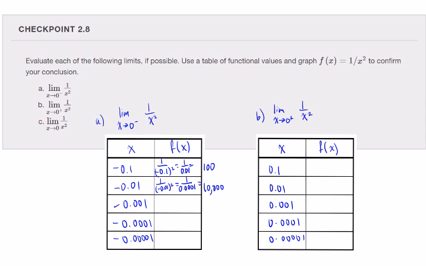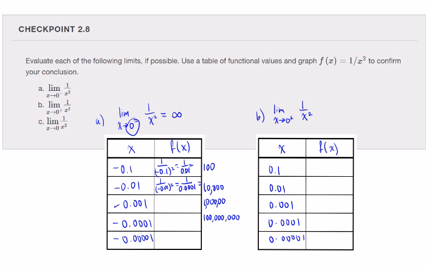So notice this time if we square it, we're adding 2 zeros every time, right? So the next one's going to be 1 millionth. And then the next one will be 100 million. Okay, and so forth and so on, right? And so what happens is this time we're getting larger and larger in the positive direction, right? And so we're approaching positive infinity.